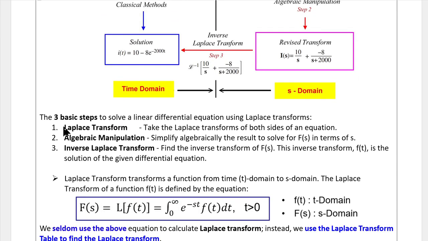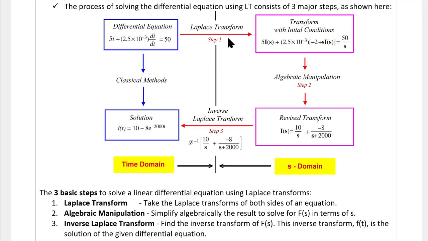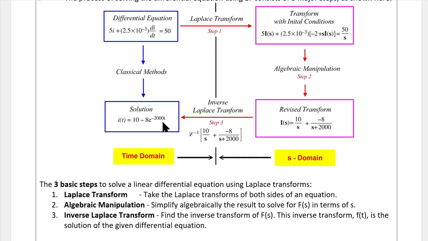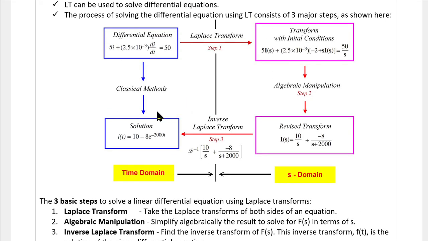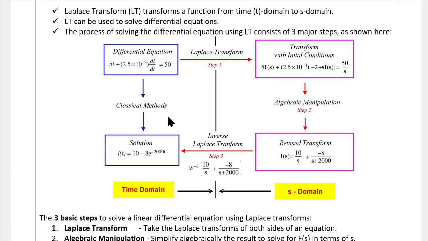So it involves these 3 steps: taking the Laplace transform, doing algebraic manipulation, and doing the inverse. One more thing I want you to note, that in Laplace transform, for the time domain function, we usually use small letters. All the variables like i or f, we use lowercase, and in the transform you use uppercase to differentiate it.